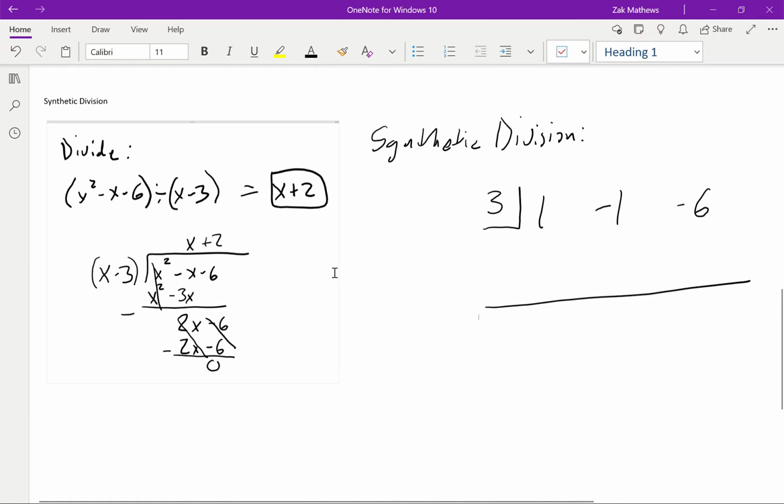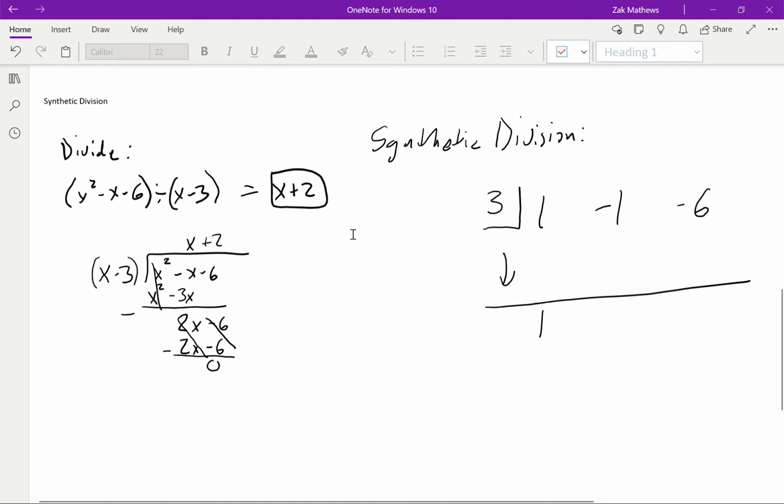So, in our long division, we figured out what we multiplied by. Notice that is just always the coefficient of the first term. Then we had the 1 there. It's just the coefficient. Then we multiplied. Then we subtracted. The first term always comes straight down. The 1 comes straight down.